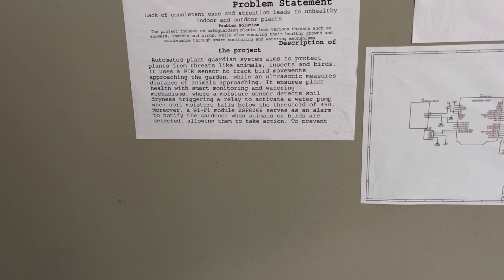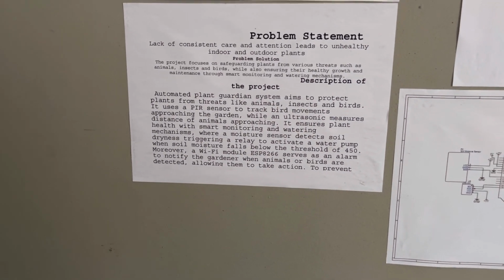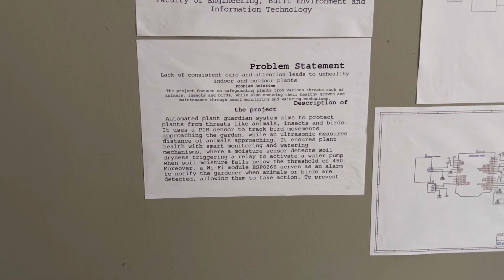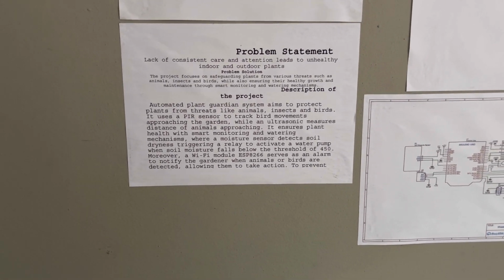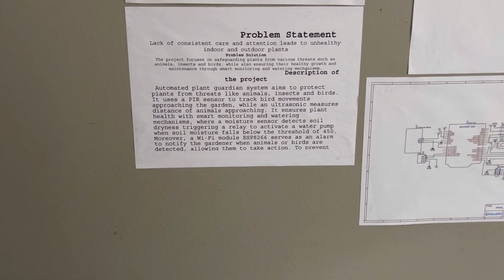It also uses the relay, which triggers the water pump. And another thing, the Wi-Fi module serves as an alarm. Each and every sensor sends a message to the gardener that something is happening in the garden.